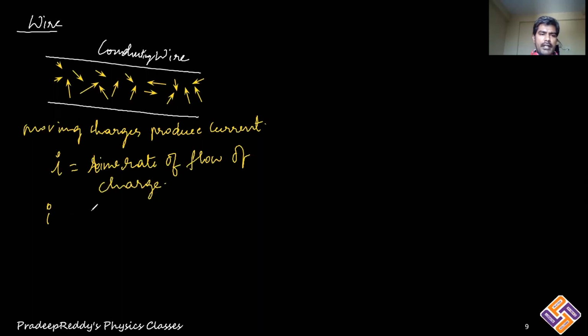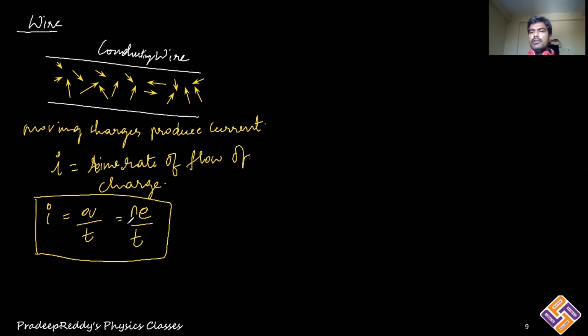So I can be written as Q divided by T, where Q is equal to NE. This is what current means. Whenever there is a moving charge, as I already told you, in conductors electrons are free to move. When electrons are freely moving, each electron moving in this conductor will produce current, and this rate of flow of charge is said to be current. I is equal to Q by T, where Q is the total amount of charge flowing in the conductor. Q is equal to NE.